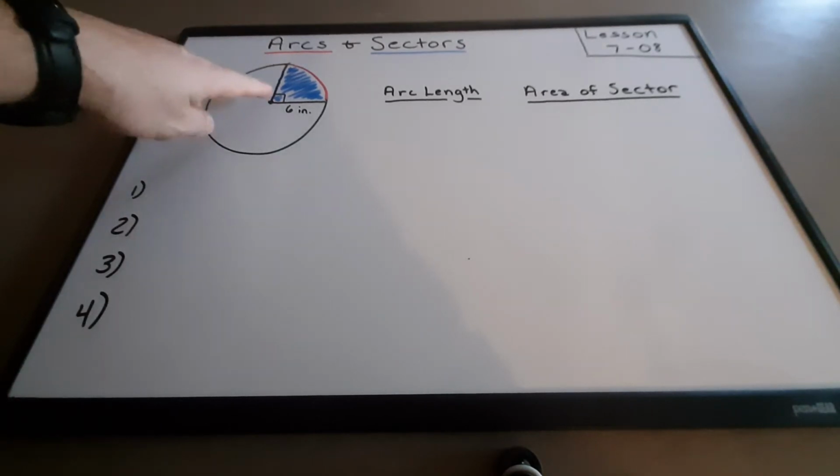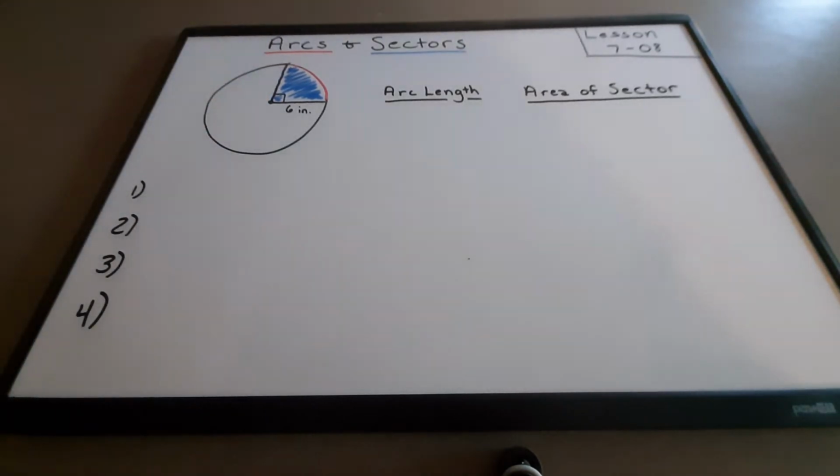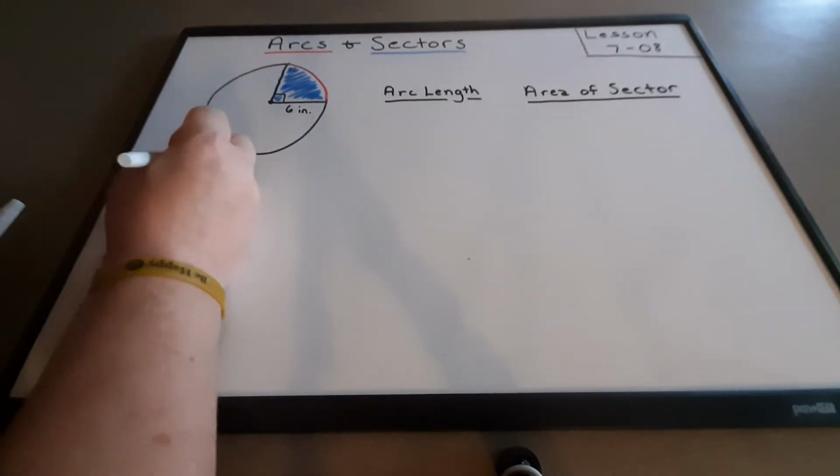A few more things that we need: we need the measurement of the arc or the sector. Here in degrees, it's 90 degrees for both. And we also need to know the radius, so here we have 6 inches. As we're creating arcs and sectors, what we want is to make a proportion.